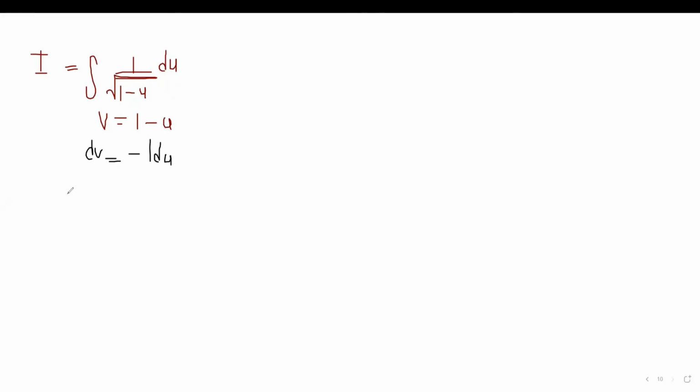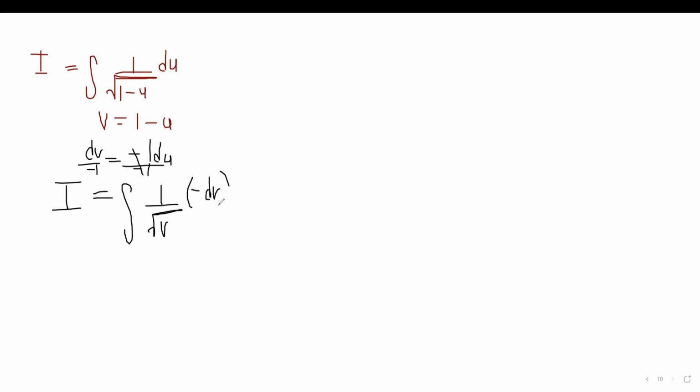So what that means now is I'm going to substitute it and write I is equal to the integral of 1 over, now you see the square root, 1 minus u is now v. So this is now the square root of v. And then du, I replace du with minus dv. Look at this, Marika. If dv is equal to minus 1 du, then if I divide both sides by minus 1, I would end up seeing that du would be equal to minus dv. So I can replace du with minus dv.